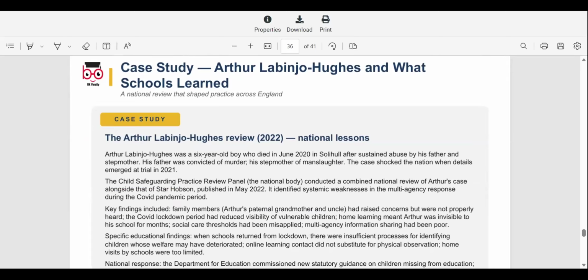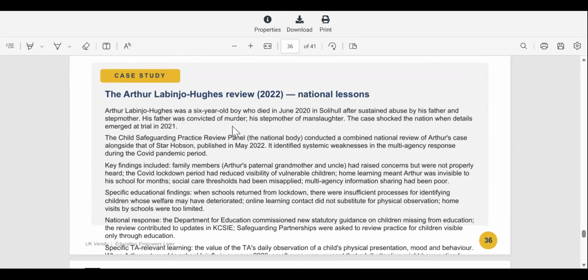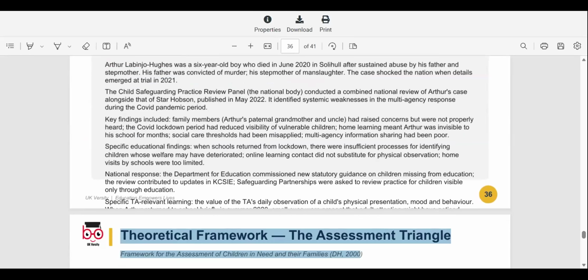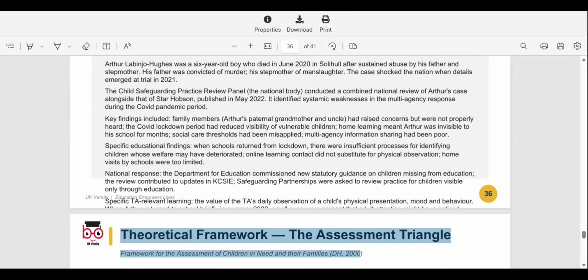This is the case of Arthur Labinjo-Hughes and what schools learned. This was a case of a child, alongside Star's case as well, and it was abuse with concerns raised in lockdown.